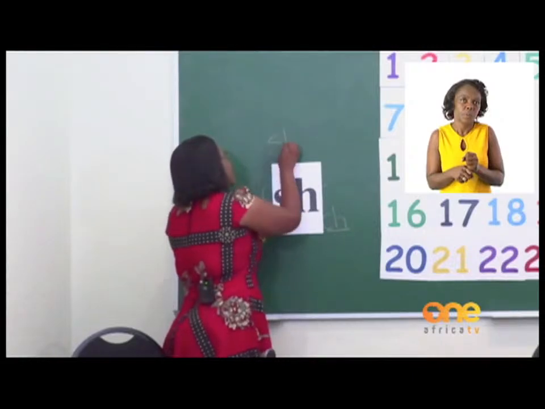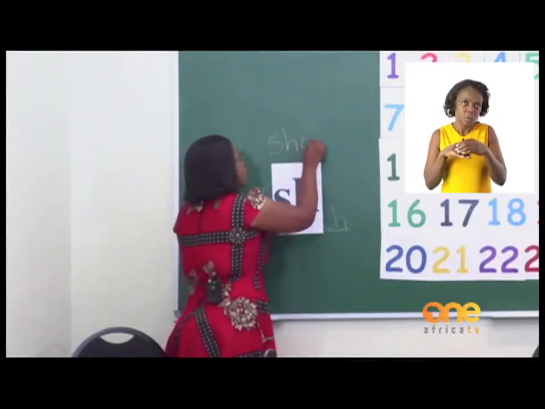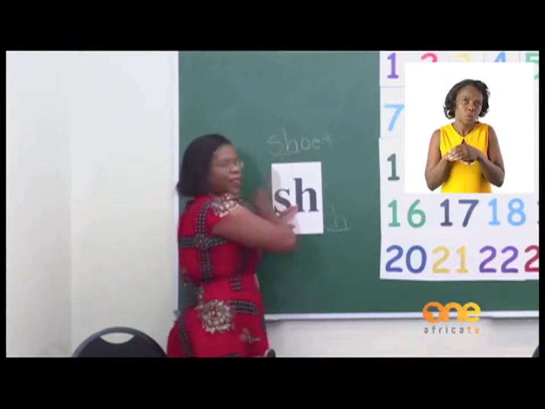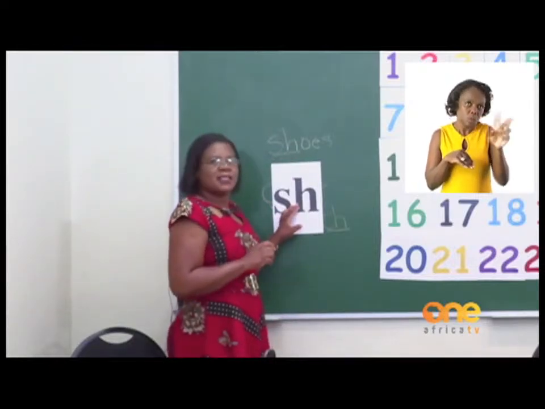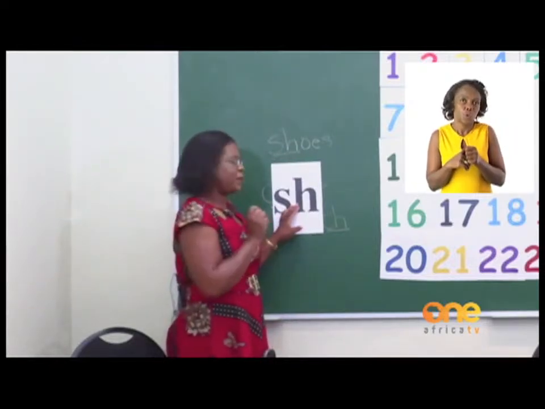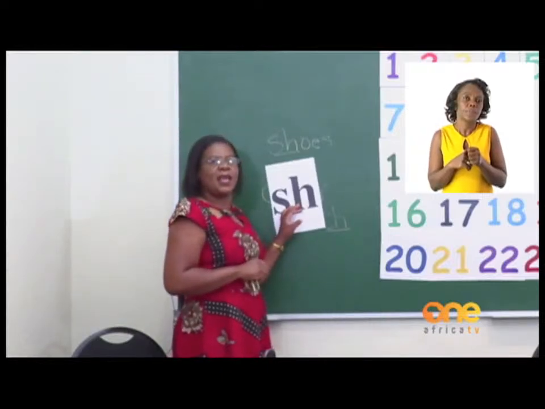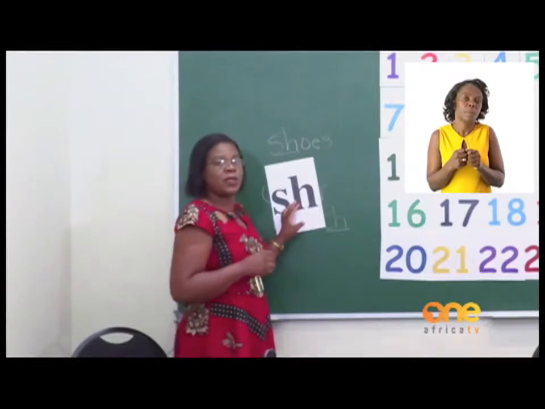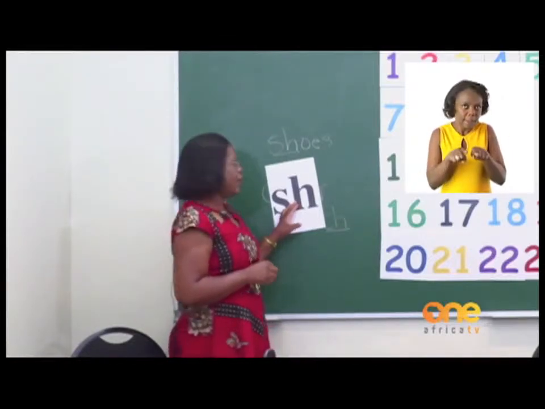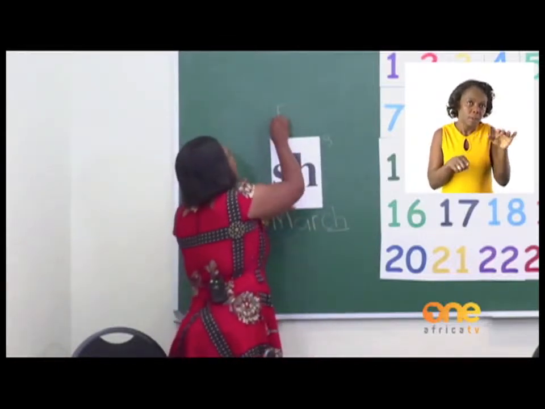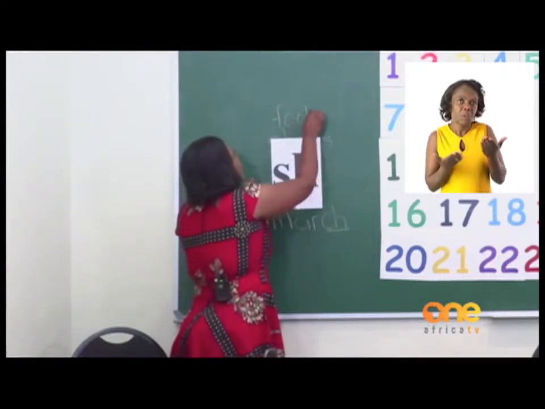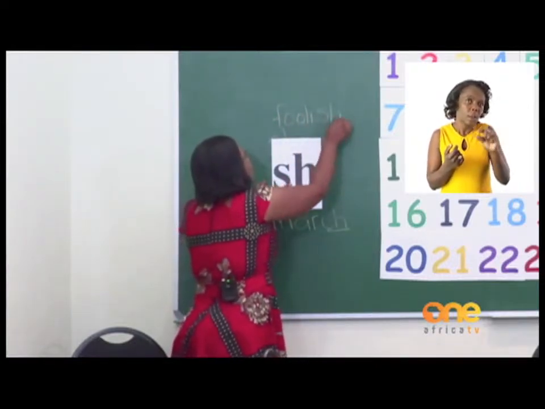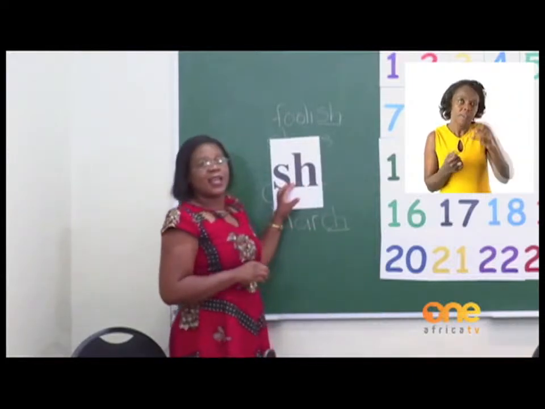You can say shoes. The shoes that you put on, it's an s and an h, it's a sh. It can also come at the end of a sentence, or in the middle, it's still a sh. Maybe I'm saying foolish. It's at the end of the word.